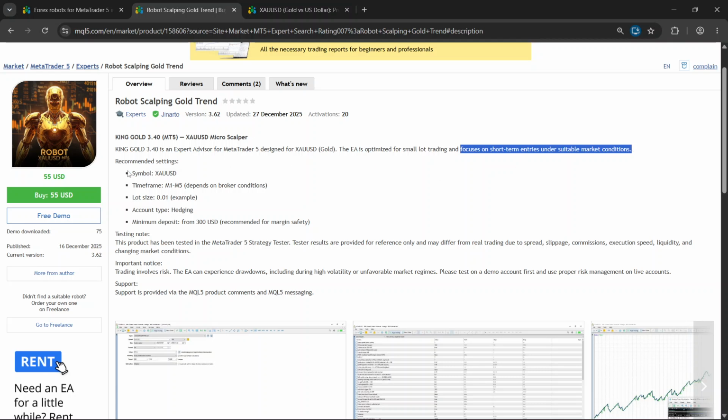I will move over to his recommended settings, where you see the symbol recommended is gold USD. Time frame is M1 to M5. Lot size 0.01. Account type hedging, minimum deposit from $300 for margin safety.